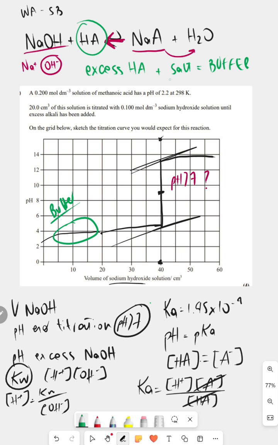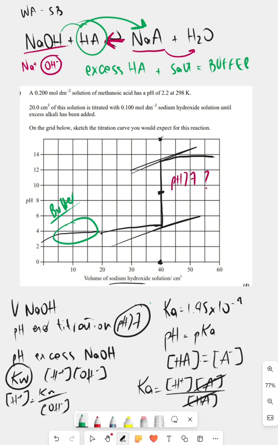And where does the salt come from? It comes from the reaction of a base and the acid. So remember that if we want to do buffer calculations, the moles of sodium hydroxide are going to be exactly the same as the moles of the salt, because the salt comes from the reaction of the acid and sodium hydroxide. So this is the buffer region. Why? Because we have excess weak acid with the salt. So please always recognize weak acid and base.